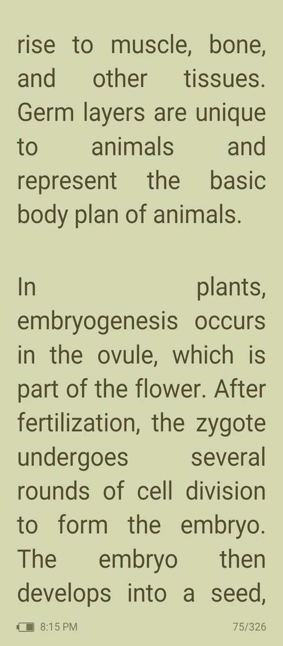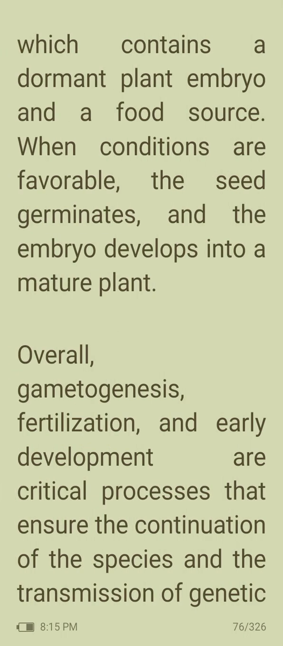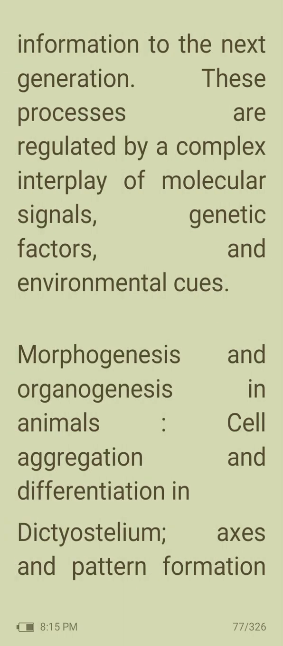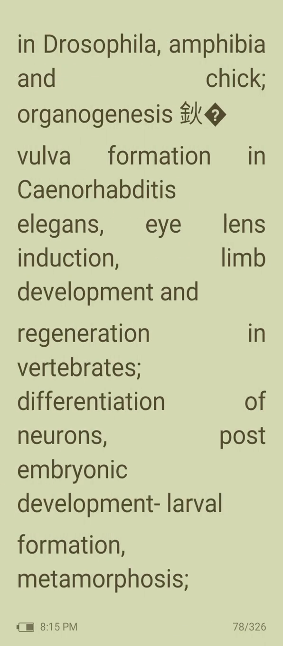In plants, embryogenesis occurs in the ovule, which is a part of the flower. After fertilization, the zygote undergoes several rounds of cell division to form the embryo. The embryo then develops into a seed, which contains a dormant plant embryo and a food source. When conditions are favorable, the seed germinates and the embryo develops into a mature plant. Then morphogenesis and organogenesis and related topics.